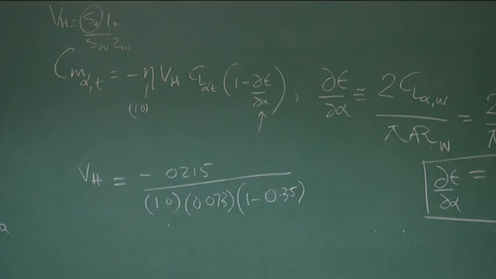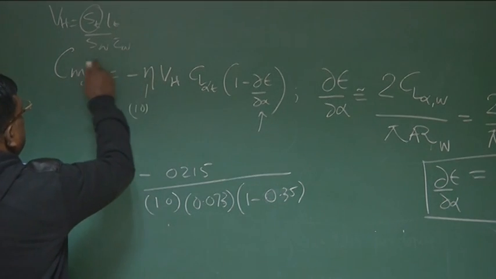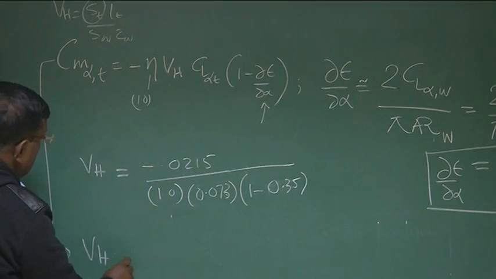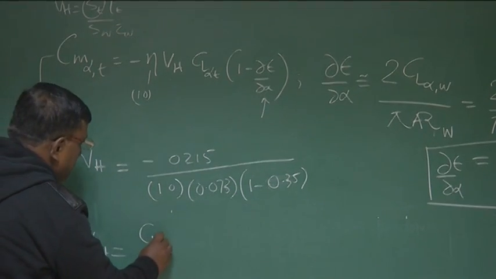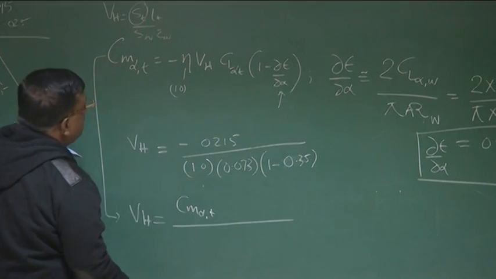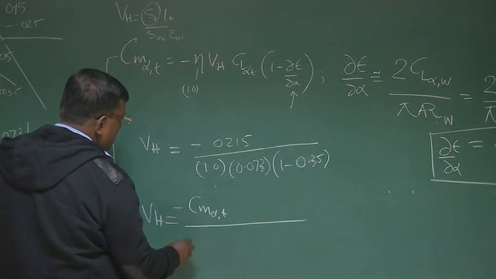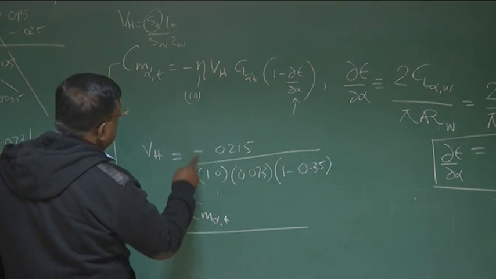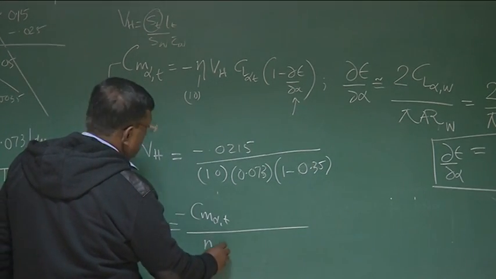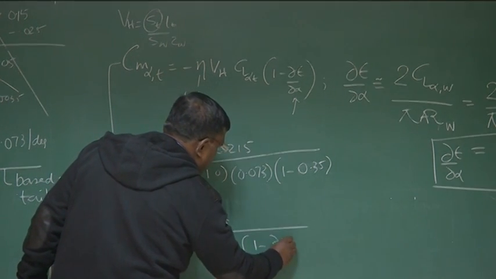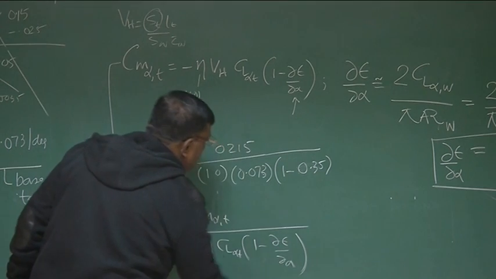0.0215 by 1, 0.073, 1 minus 0.35. You could easily see from this expression, I could write VH equal to Cm alpha tail divided by, this is minus sign, divided by eta, which is 1, CL alpha tail, 1 minus d epsilon by d alpha. Okay?